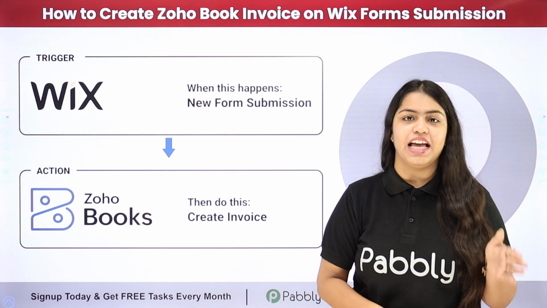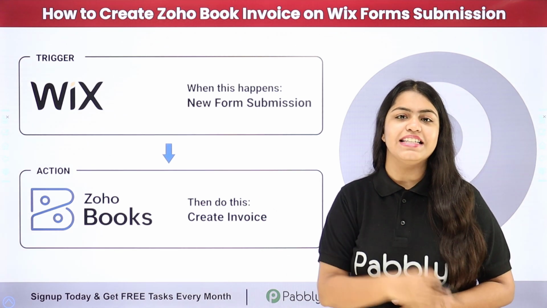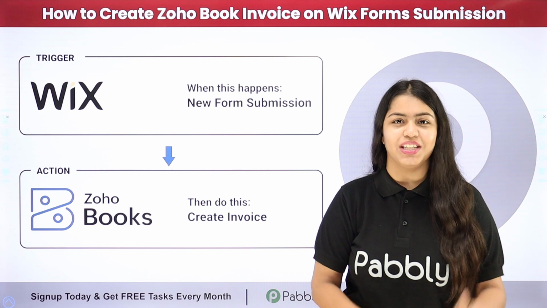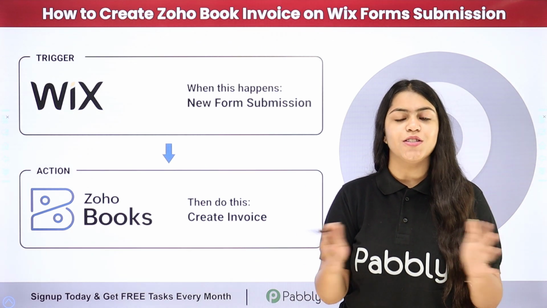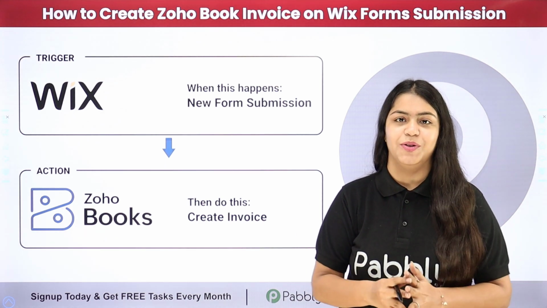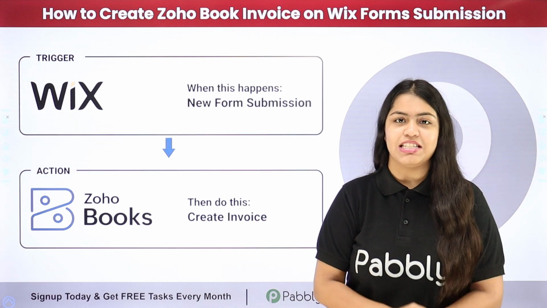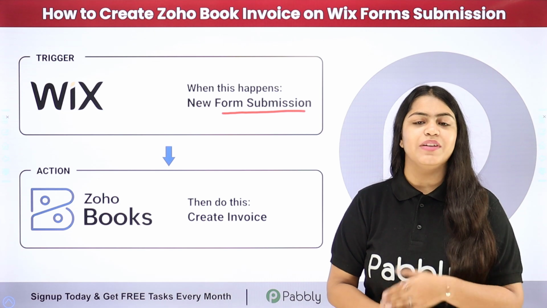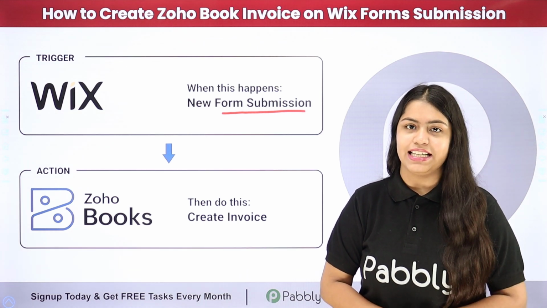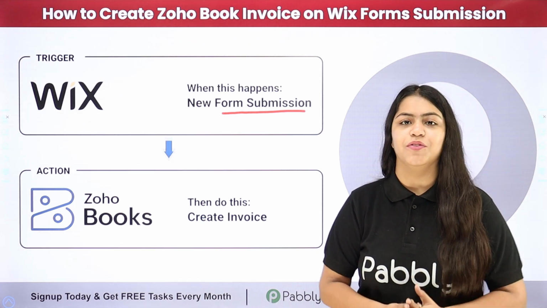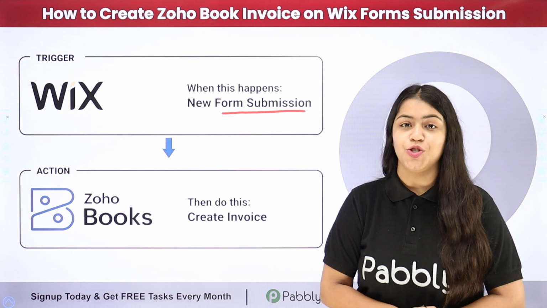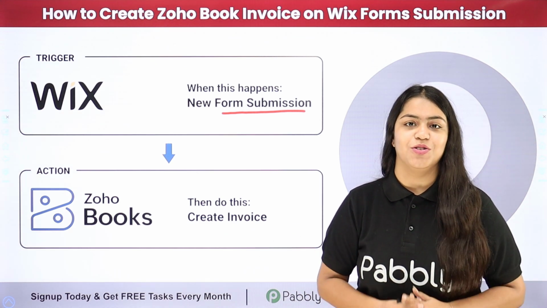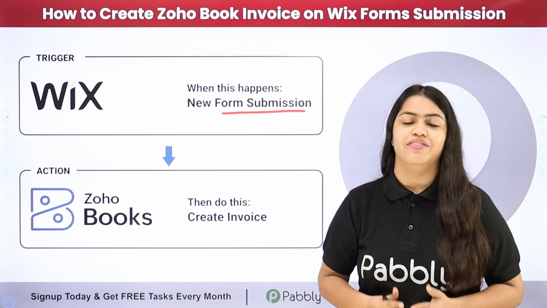So over here I'm running an Edutech company and we collect the details of our potential clients with the help of Wix Form, where they also show interest in a particular course. Now what I want is that as soon as a new form submission is made in my Wix Form, and we receive the potential client details, automatically with the help of these same details, a new invoice should be created in my Zoho Books without any manual efforts.